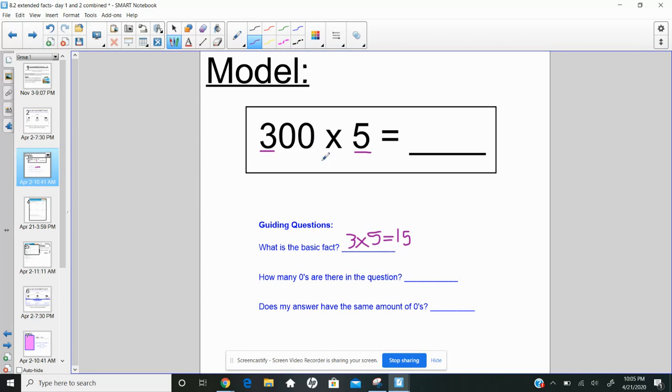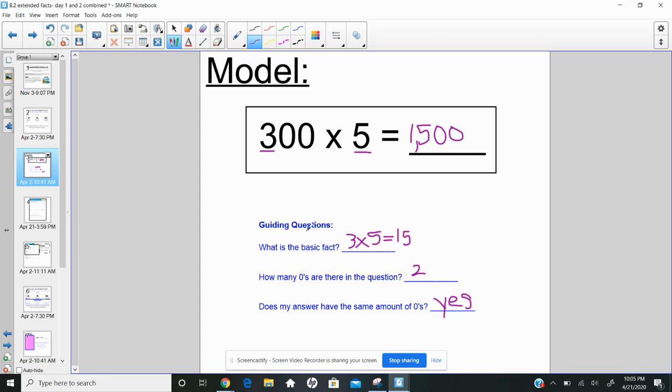So how many zeros are in this question? Well, there's 1, 2. So there are 2 zeros. So I need to make sure that my answer is going to have the same amount of zeros. So if I know 3 times 5 is 15, I know that's going to go here in my answer. 15. And then there's 2 zeros here, so I need to add 2 zeros to my answer. And since now there's 4 digits, I know that I need to add the comma here to make it 1,500. So does my answer have the same amount of zeros? There's 2 zeros in the problem. There's 2 zeros in my answer. So I'm going to answer yes. They do have the same amount.